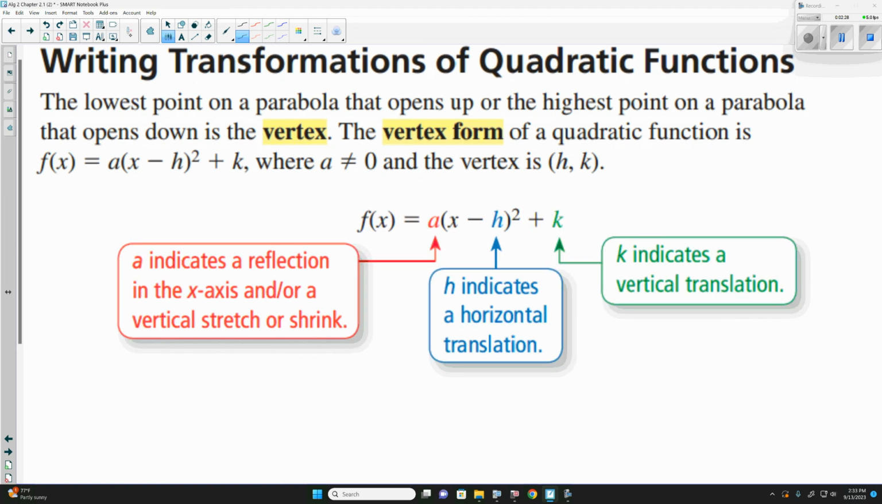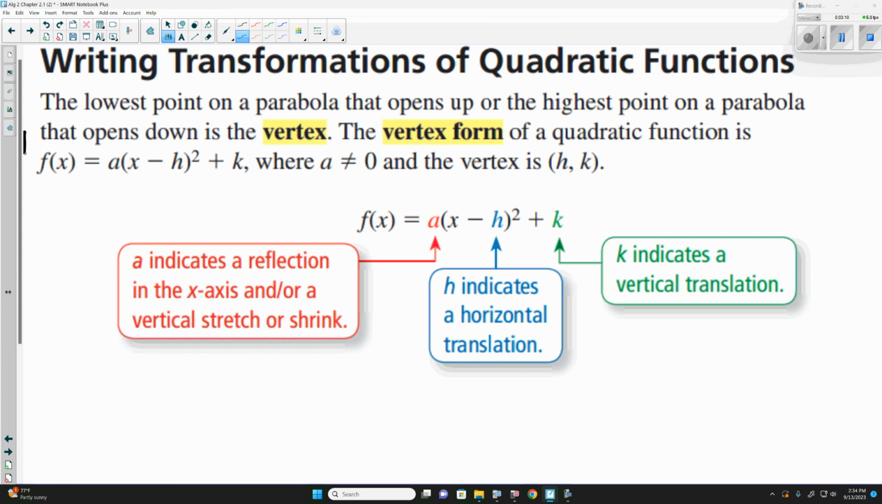Now, this other part, you do not have to write down because we talked about this yesterday, and in previous chapters. A, the number in front of the parentheses, if it's negative, is our reflection across the x-axis. If we have a value there greater than 1, it's a vertical stretch. If we have a value between 0 and 1 there, it's a shrink. The h indicates our horizontal translation, left or right. And k indicates vertical, either up or down. We talked about these in chapter 1.